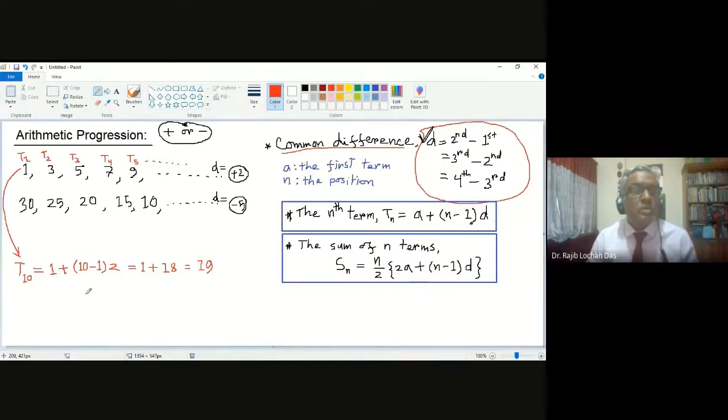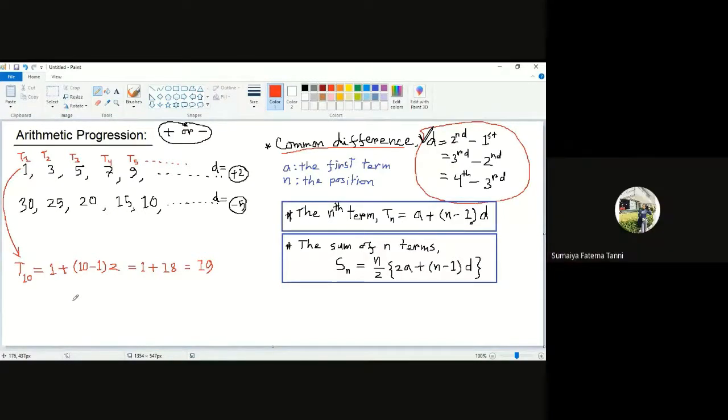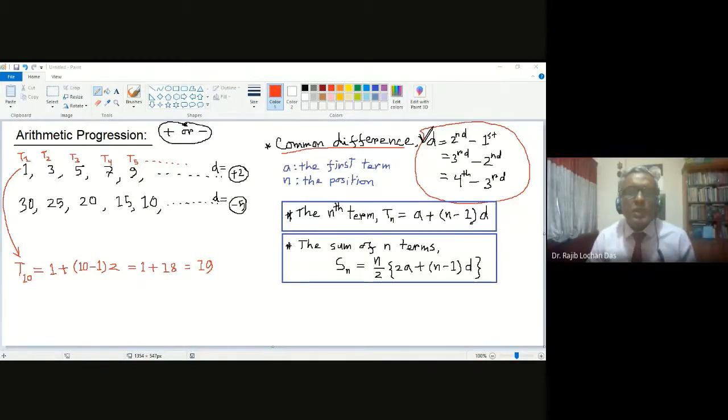Is that okay? Do you understand this or not? Sir, will T10 be given in the question? Yes. If you want to find T8, then use the formula and find T8.